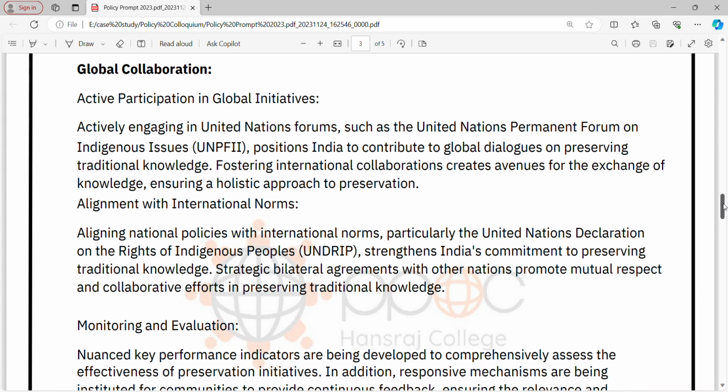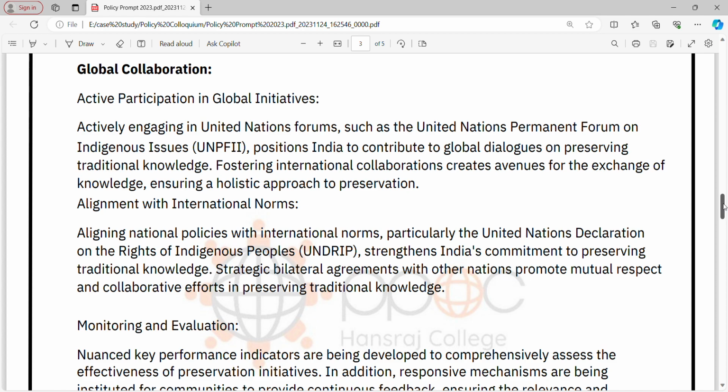And next, global collaboration. The first is about UN PFII. Global initiatives like the United Nations Permanent Forum on Indigenous Issues position India to contribute to global dialogues on preserving traditional knowledge. Fostering international collaborations creates avenues for the exchange of knowledge, ensuring a holistic approach to preservation.